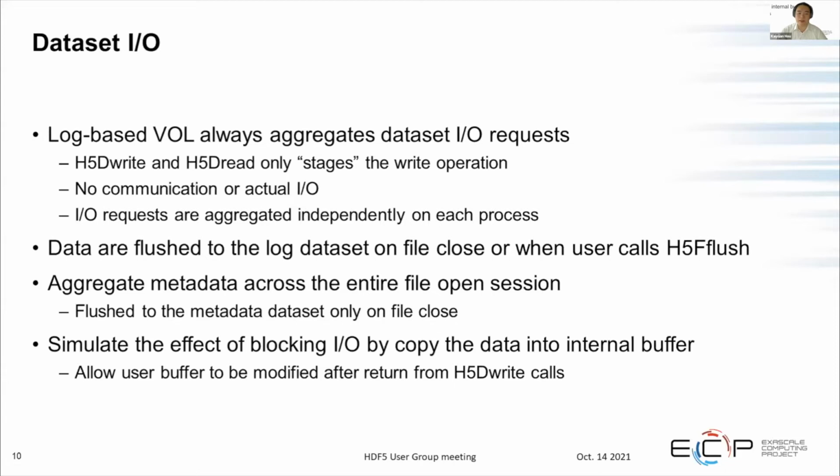I/O in log-based VOL is always aggregated. An H5 write call only posts the I/O request without writing any data to the file. The log VOL automatically aggregates the data and metadata into an internal buffer, so the application can proceed as if it is a blocking I/O operation. The data is flushed to the log when the file is closing, or when the application calls H5Fflush. The metadata is only flushed when the file is closing. We also introduced a new API that allows accessing multiple blocks within a dataset in a single call without additional overhead on dataspaces.